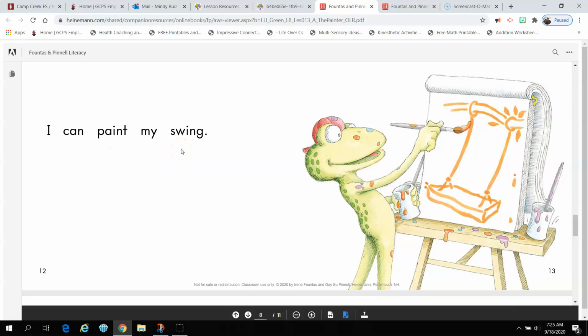Okay, now look at this one. If you're not quite sure what that picture is, make sure you're using our strategies. Say the sound. What sound does this letter make? S. And then look at the picture. It's sometimes a little hard to figure this one out. It's something that's outside on the playground. It's a swing.